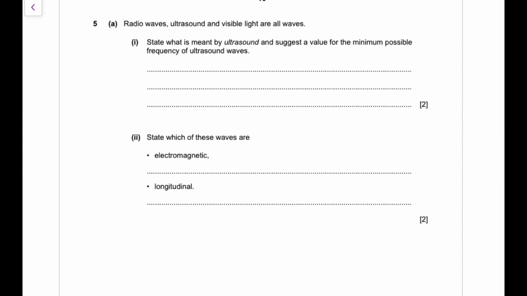Question 5a. Radio waves, ultrasound, and visible light are all waves. 1. State what is meant by ultrasound and suggest a value for the minimum possible frequency of ultrasound. Ultrasound is any sound wave of a frequency that is greater than the frequency audible by humans, right? So this is any frequency of sound which is above 20,000 hertz.